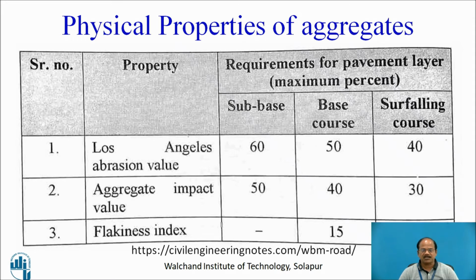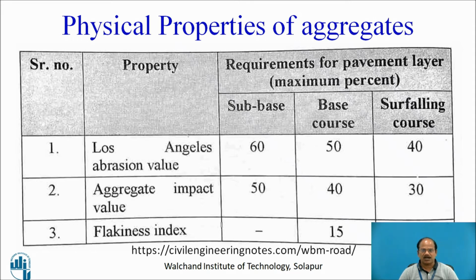The physical properties of the aggregates that we are using carry a major part of the material which we are using in waterbound macadam roads. There are aggregate properties such as Los Angeles abrasion value, aggregate impact value, and flakiness index, which need to be tested before use, and the report is to be kept ready or submitted to the engineer in charge.